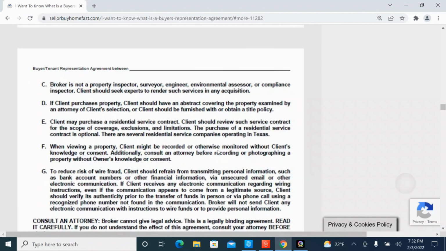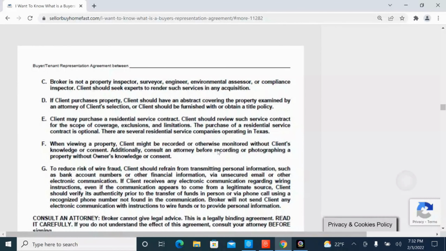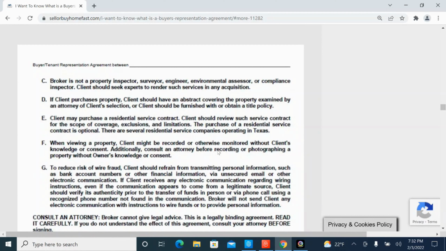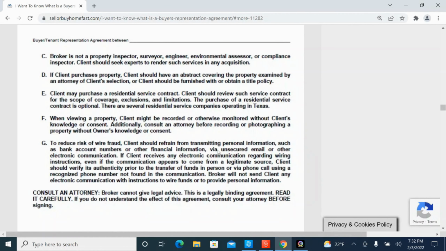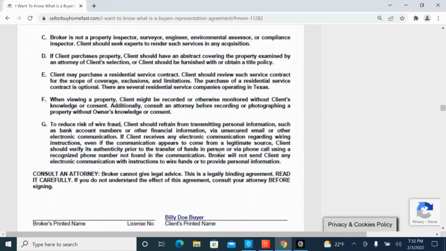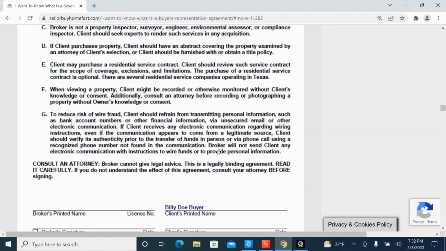Broker's not a property inspector or survey engineer, so therefore, because a realtor or a broker is not that, you have to seek the professional help in reference to that. If a client purchases property, client should have an abstract covering the property examination. That's letting you know that you should have a title policy done, or you should have an abstract done. You should have the title checked before you buy the property.